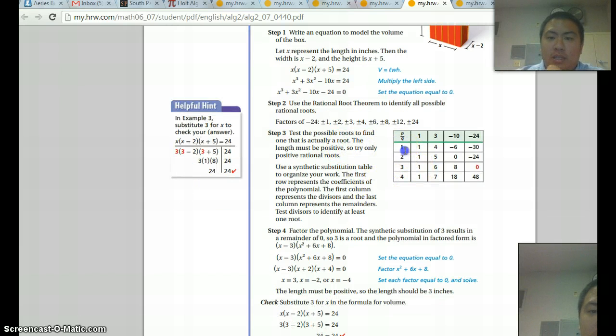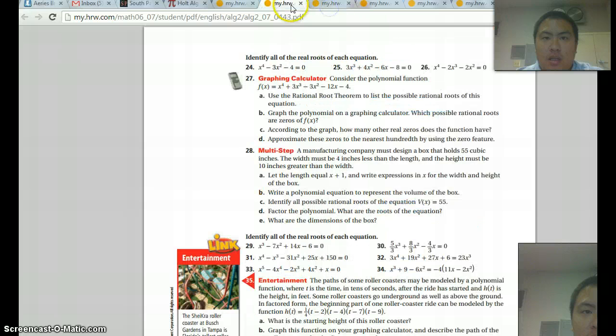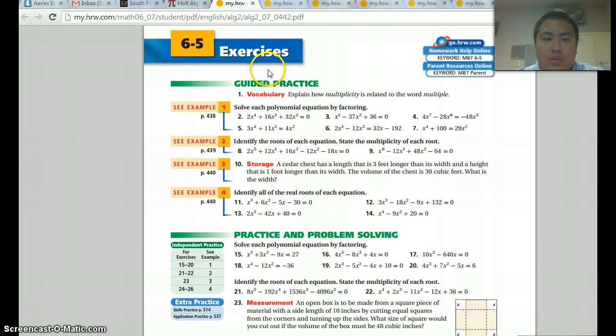Okay, and what they did here is they took all the possible roots, 1, 2, 3, 4, which would be all of these, and then they went ahead and did synthetic substitution into it. So this is actually the synthetic substitution. They put 1, 3, -10, -24. Those are the numbers they put inside the box, and then they did the actual thing here to see which one's the rational root. So here's the rational root. The actual root is 0. So if you plug in 3, that's the one you want. Okay. Alright, let me just show you what the homework would be, and then I will end this video.